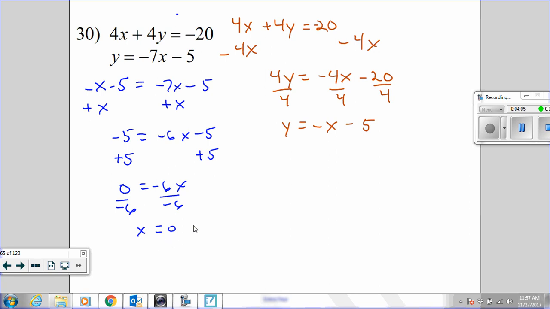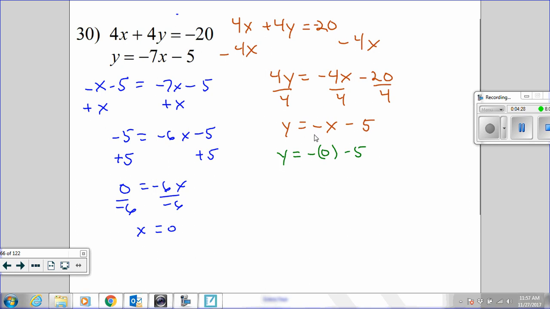Now, my final step is to take this x is equal to 0 and plug it back into my equation. Again, I could plug it into either one of these. I could even plug it in here if I want to, and solve. But you pick an equation. I decided to plug it into this one. This seemed like the easiest one to work with.